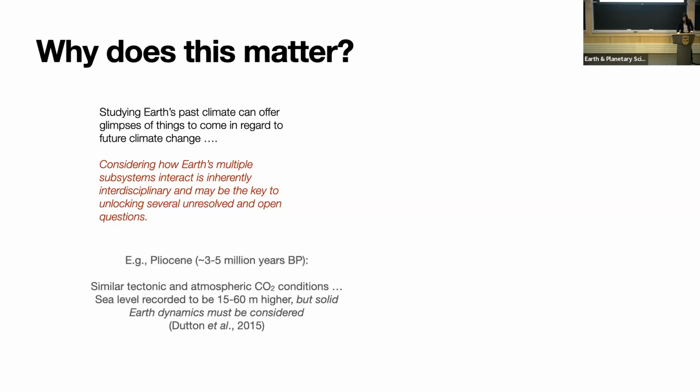And so, for example, the Pliocene, so that's a period of time around 3 to 5 million years ago. Similar tectonic arrangements to today, and similar CO2 content in the atmosphere. And yet, from paleo shoreline data, sea level could have been anywhere between 15 to 60 meters higher than today, right? And that is pretty problematic because we think about the Pliocene as a proxy for where we might be heading, whether that's true or not.